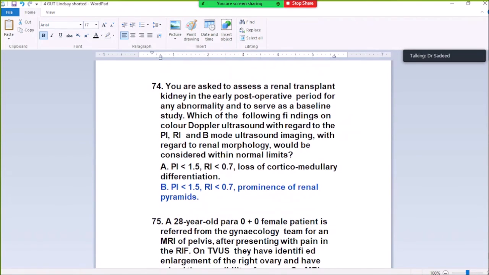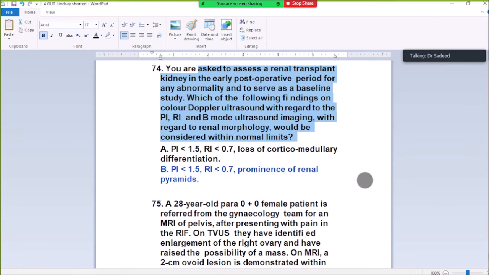Question 74. We are asked to assess the renal transplant kidney in the early post-operative period for any abnormality and to serve as a baseline study. Which of the following findings on color Doppler ultrasound with regard to PI and RI, and B-mode ultrasound imaging with regard to renal morphology, would be considered within normal limits? RI less than 0.8, PI less than 1.5, and prominence of the pyramids are within normal limits.